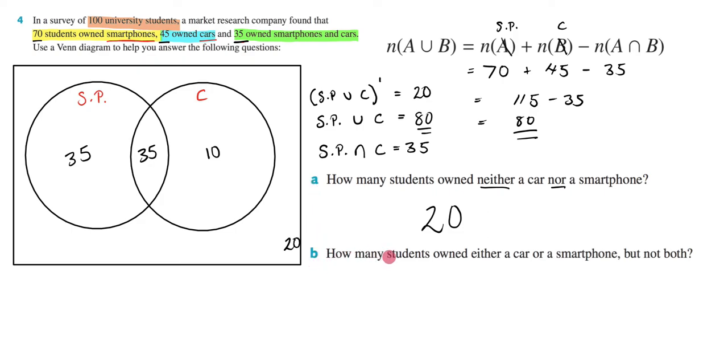Next, B. How many students owned either a car or a smartphone, but not both? Well, how many kids owned only a car? 10 students owned only a car. And how many students owned only a smartphone? Well, that would be 35. So 35 own only a smartphone, 10 own only a car. If we add those together, we get 45. So 45 students owned either a car or a smartphone, but not both. So that's my answer to 4B. It's going to be 45 for B, 20 for A. I hope this was helpful.